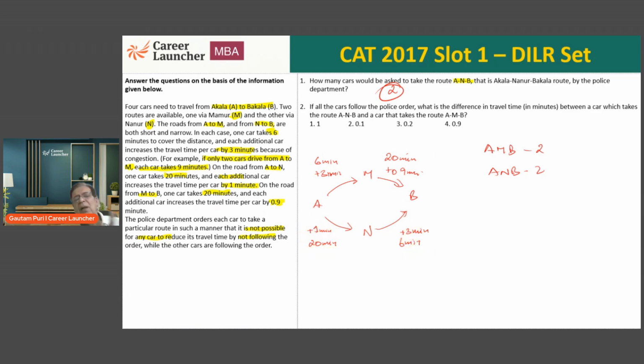Because logically, think about it, from both the routes, this way and this way, 20 plus 6, 26. Isn't it? If there are 2 cars on this side, 26 plus 3, 29 plus 0.9, 29.9. If there are 2 cars here, 21 plus 9, 30.